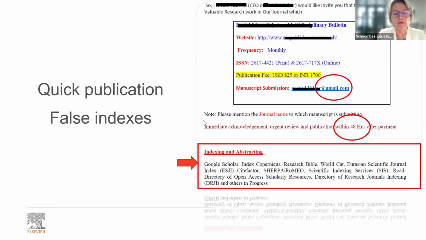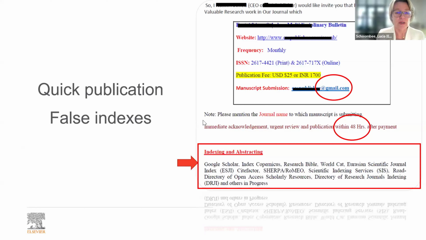It is impossible for a process which includes peer review, because the peer reviewers have to be identified. You have to reach out to them. You have to give them time to do their peer review, et cetera, et cetera. So to publish within 48 hours is impossible, right?